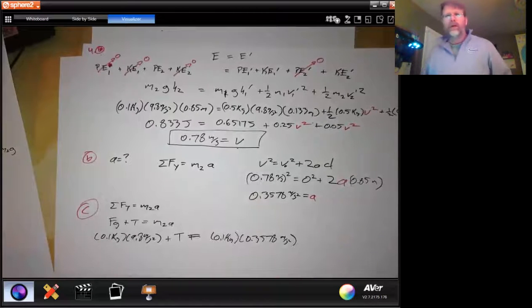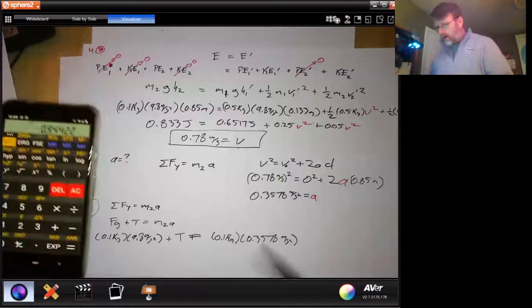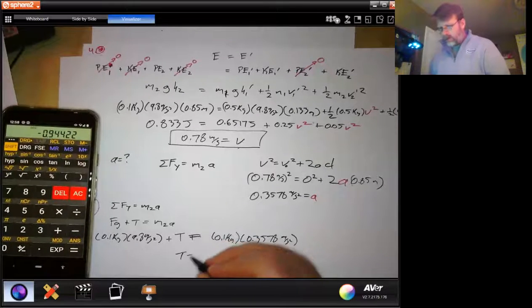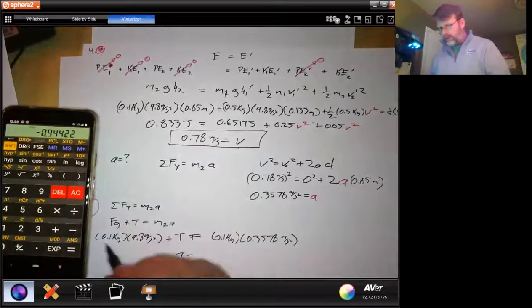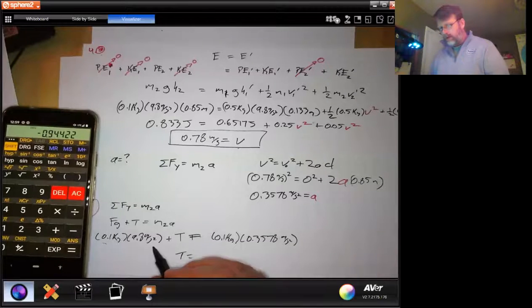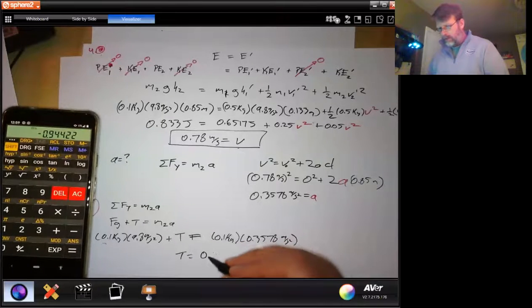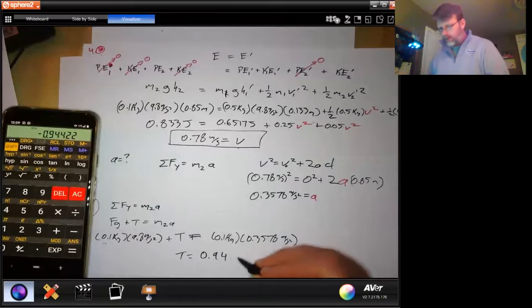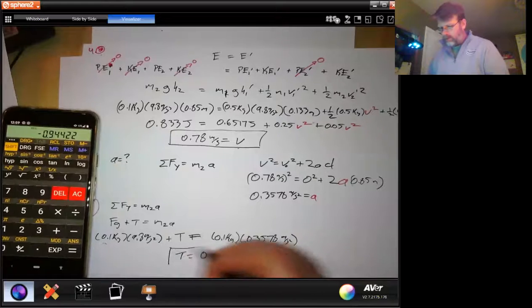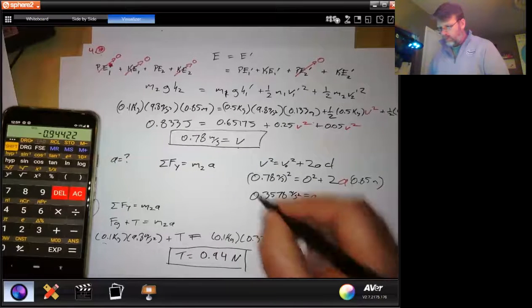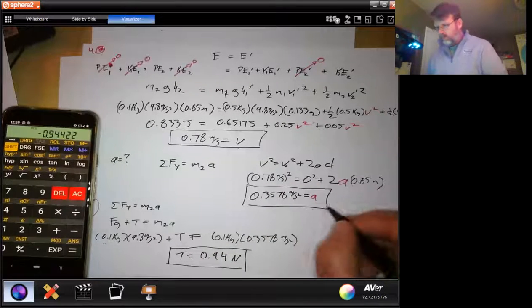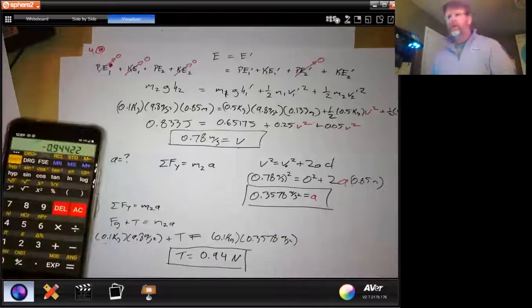Now we get our calculator again, and we get a tension. This is the opposite of our force of gravity, so you can decide how you want to do your sign on that one. That takes us through number 4.